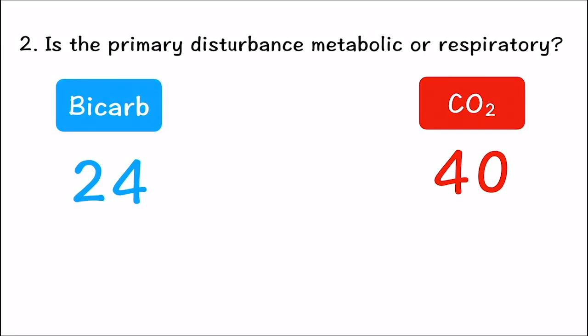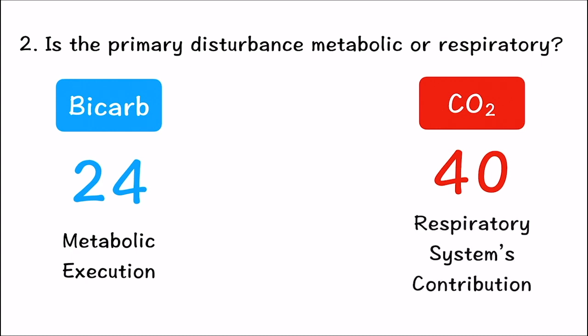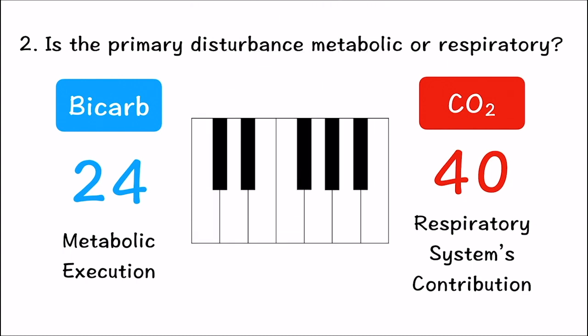The bicarb's the result of metabolic execution. The CO2's the respiratory system's contribution. The two of these are critical in acid-base disease, so we may as well refer to them together as the keys.